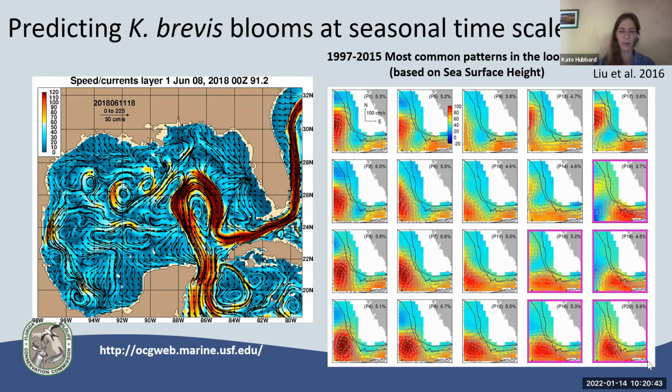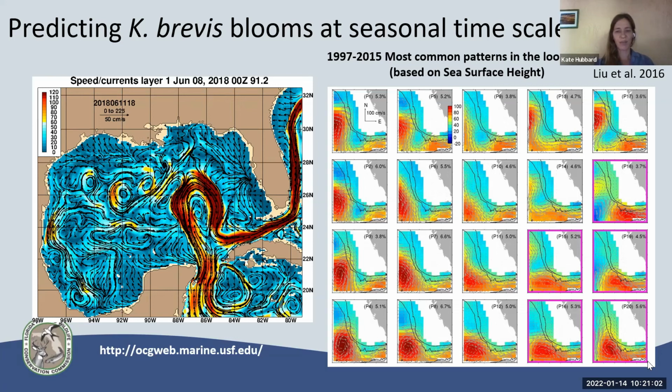And so this is something that we're trying to use to help advance our seasonal forecasting, so that as we're moving into a new bloom season, we can get a better sense for what might happen next, given the conditions going on with the coastal circulation. Of course, there's a lot of other factors that come into play.